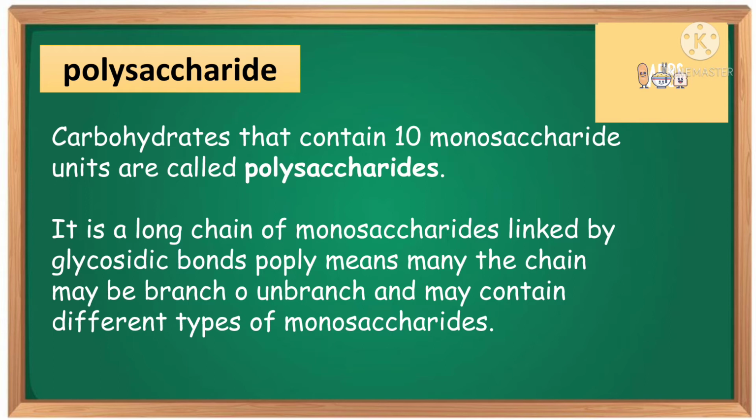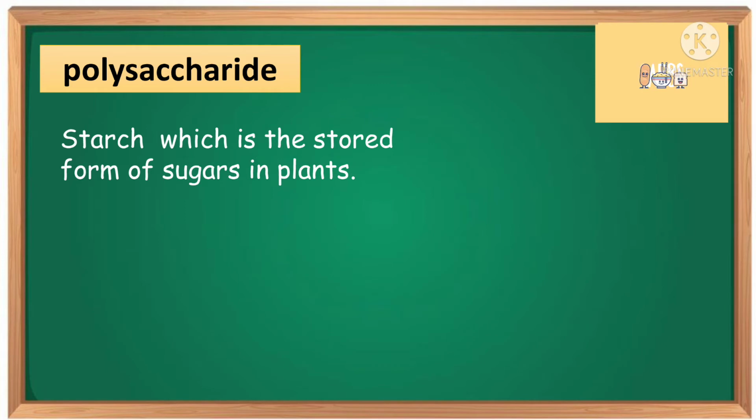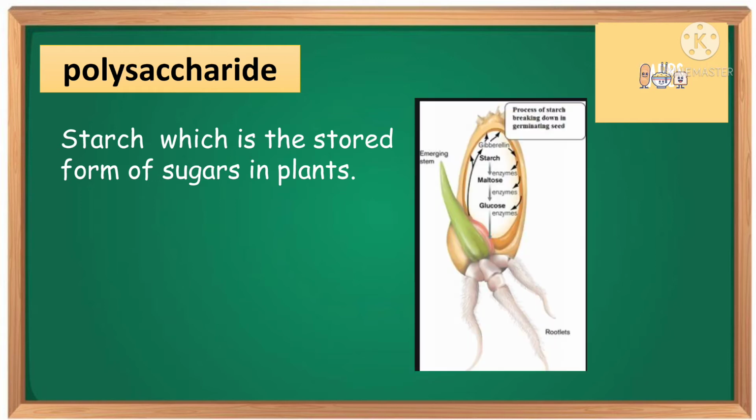Carbohydrates that contain 10 or more monosaccharide units are called polysaccharides. It is a long chain of monosaccharides linked by glycosidic bonds. Poly means many. The chain may be branched or unbranched and may contain different types of monosaccharides. An example of polysaccharides is starch, which is the stored form of sugar in plants.